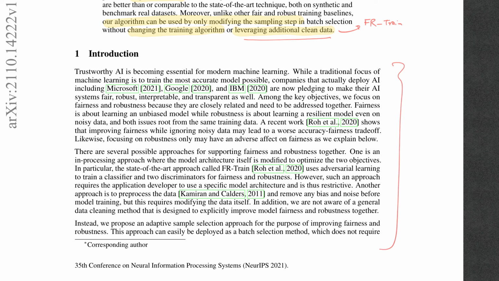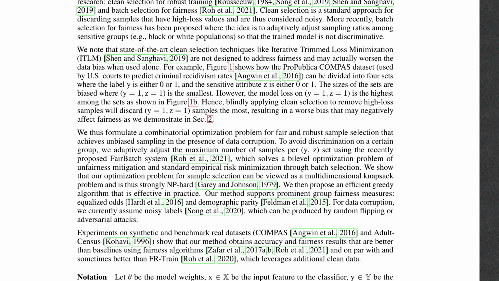They start by introducing some concepts regarding fairness, and it's important that it's been attracting a lot of attention recently, and also about robustness. And they mention that their model is basically built on two recent lines of sample selection research. One is clean selection for robust training, and the other is batch selection, which was for fairness. Now, the idea for clean selection is that in a standard approach, you discard the samples with high loss values, which are considered noisy. And the idea for batch selection for fairness is to adaptively adjust sampling ratios among sensitive groups.